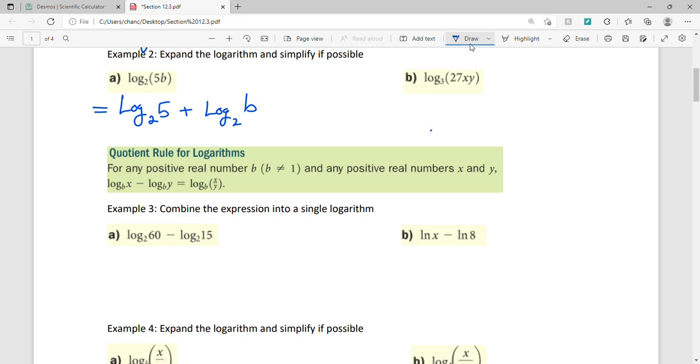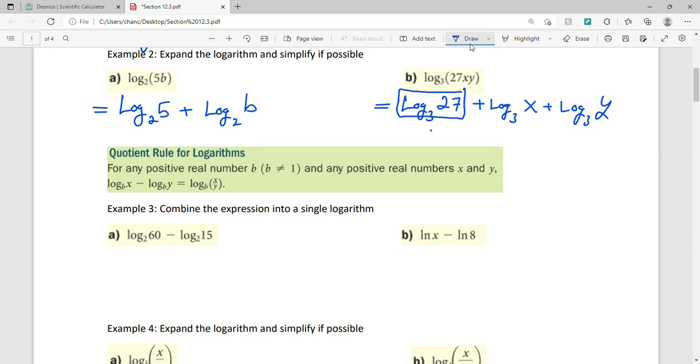Looking at part B, I can use the product rule twice. I could write this as log base 3 of 27 plus log base 3 of x plus log base 3 of y. Now on the right side we have log base 3 of x plus log base 3 of y. That can't be simplified, but this part can.